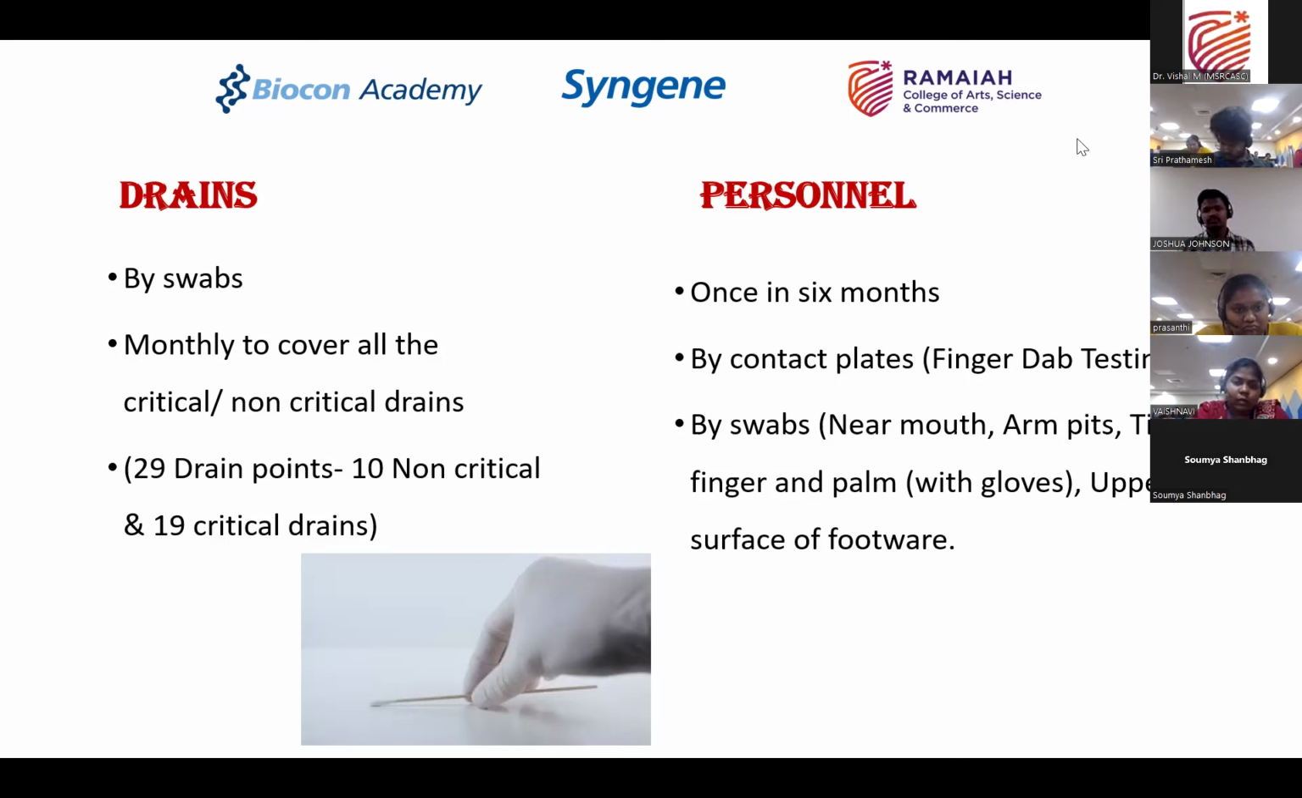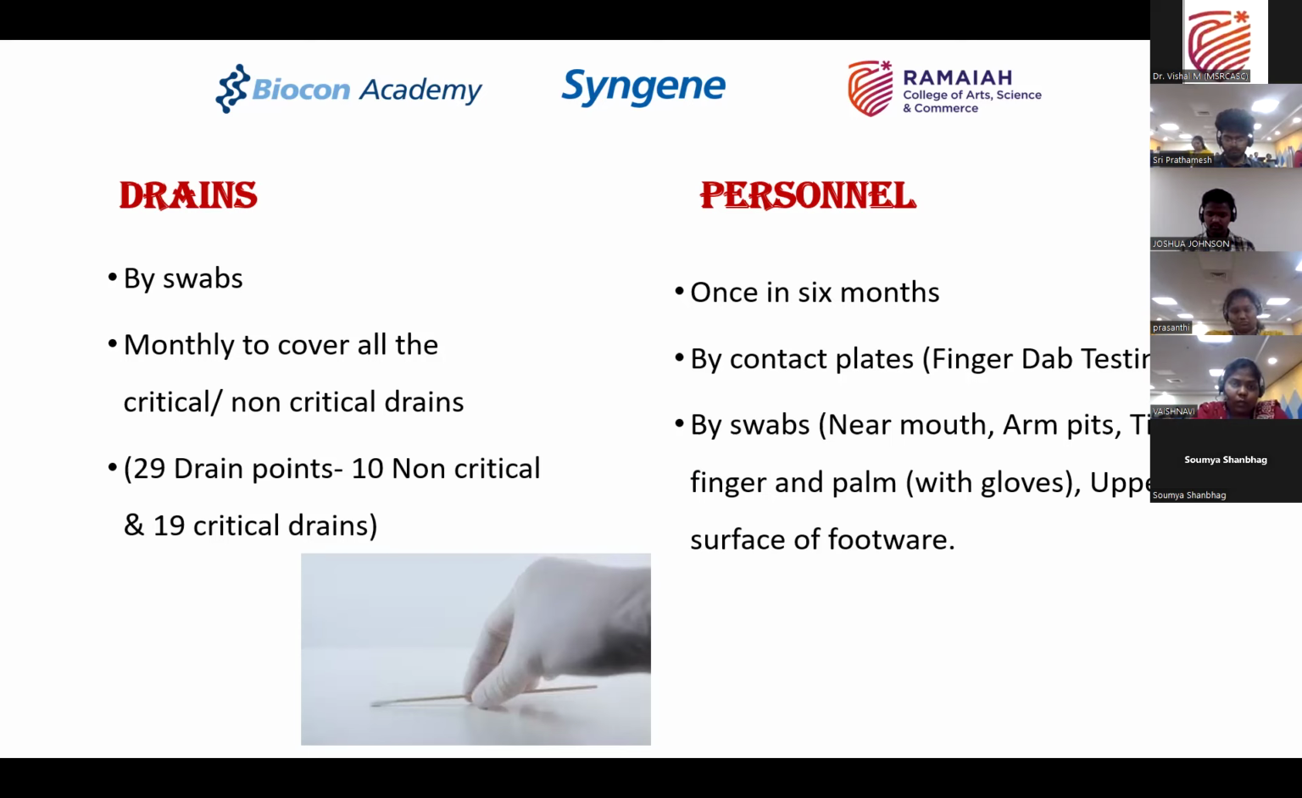Now, the sample collection can happen in 2 ways. What are those 2 ways? One is by contact plates. How are we going to do contact plates? The finger dab testing. On a plate, the person is going to place his or her palm. All the fingers will be placed on the media and it will be removed, and the plates will be kept for incubation and counting.